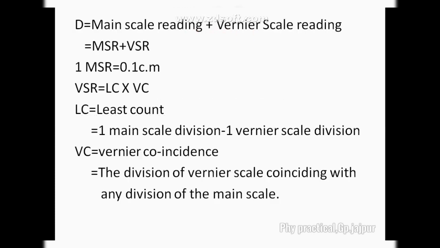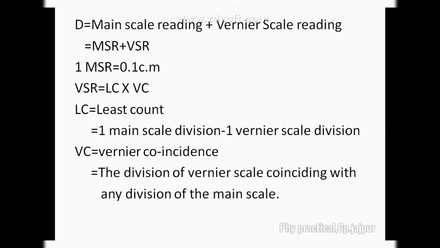How to determine the D? It has a formula, that is MSR plus VSR. MSR is denoted as main scale reading and VSR is vernier scale reading. As I saw the main scale and vernier scale, one main scale reading is equal to 0.1 centimeter, because 1 MSR means the value of one main scale division, so 0.1 centimeter.